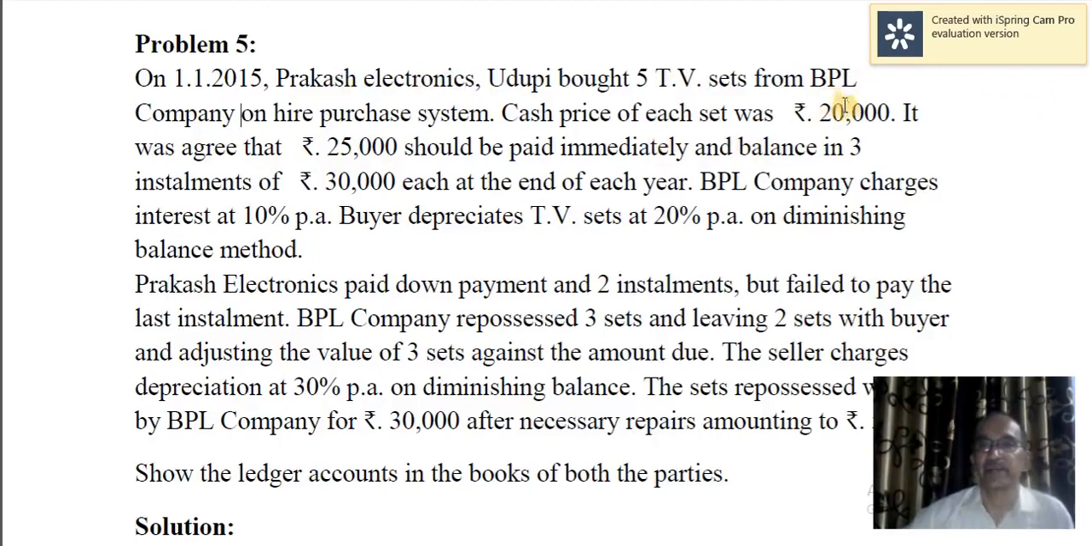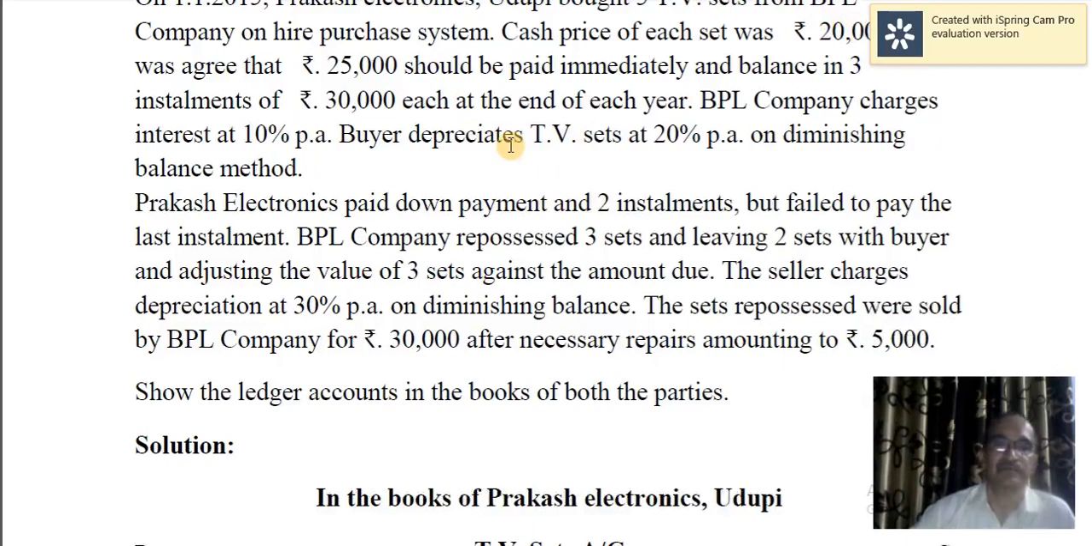Alright, cash price of each TV set is 20,000, and it was agreed that rupees 25,000 should be paid immediately. So on all 5 sets together, so 5 into 20,000 is 1 lakh, out of which 25,000 is down payment. The remaining 75,000 is paid in 3 installments of 30,000. So 30,000 into 3, 90,000 plus 25,000, 1,15,000. Whereas cash price is 1 lakh. Company charges interest at 10%, depreciation is 20%.